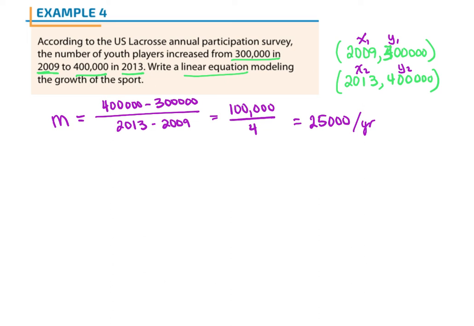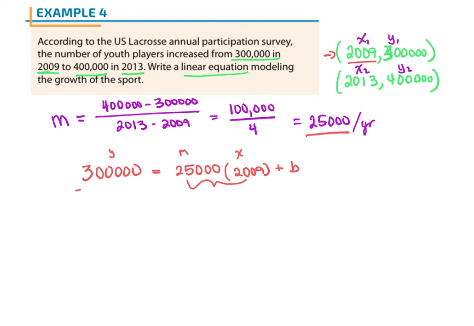All right? Then to find the actual equation, I need to do exactly what I just did on the prior example. I need to take my slope and one of my XYs and solve for my Y-intercept. They used the first one. So we would say 300,000, that's Y, equals M, that's my 25,000 that I just solved for, X, in this case my X is 2009, plus B. All right. I will multiply these two and then subtract it over.